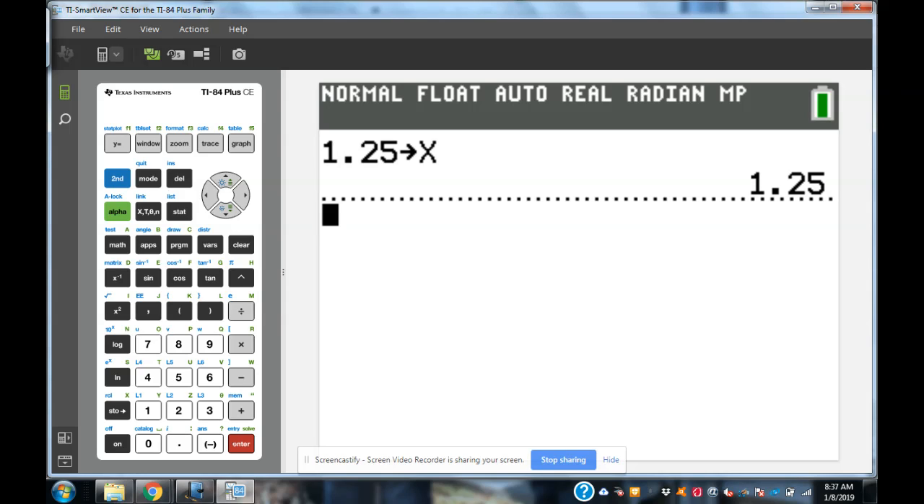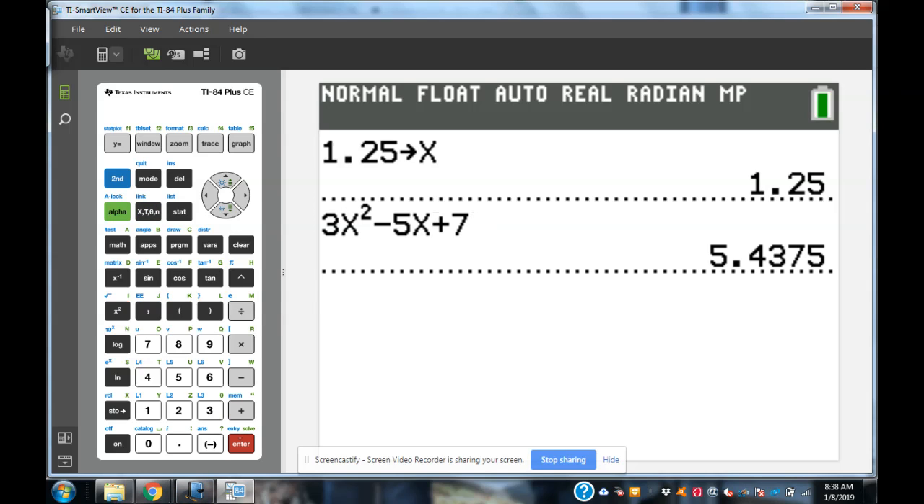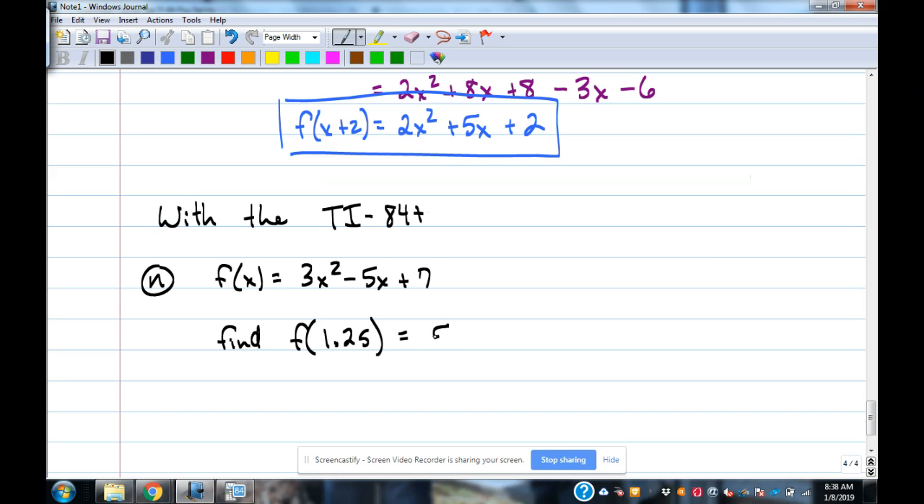Once you hit enter, it means every time you type an X on the regular calculator screen, it's going to read it as 1.25. And then I would type in the problem: 3x squared minus 5x plus 7. Hit enter, and it cranks out our value, 5.4375. That's one way to do it.